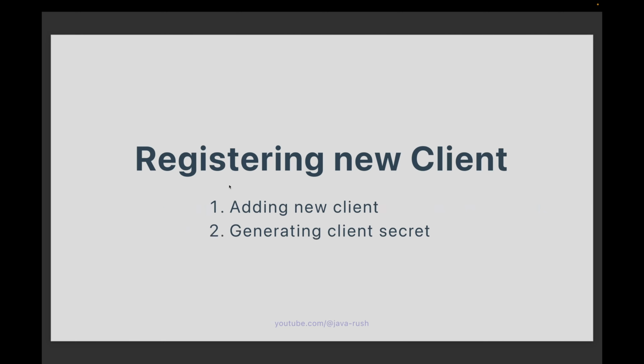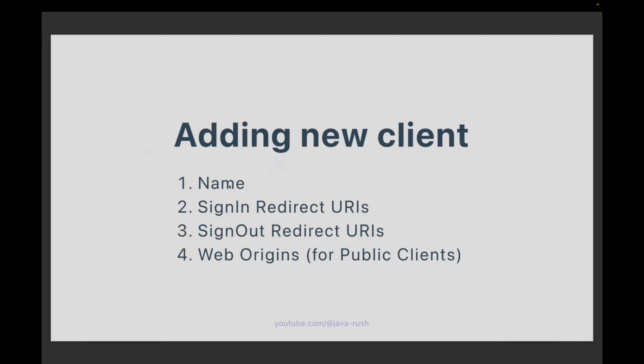In order to register a new client, we need to handle two things. First, adding a new client and then generating a client secret. So let's see how to add a new client. In order to add a new client, we may have multiple things, but the four important things are the name of the client, sign in redirect URIs where the user will be redirected after signing in, and sign out redirect URIs. So this is a set of redirect URIs which are valid for redirecting the user after successful logout. And then web origins. This is particularly useful for public clients only. So this contains all the origins or the domains from where we could send requests to the authorization server.